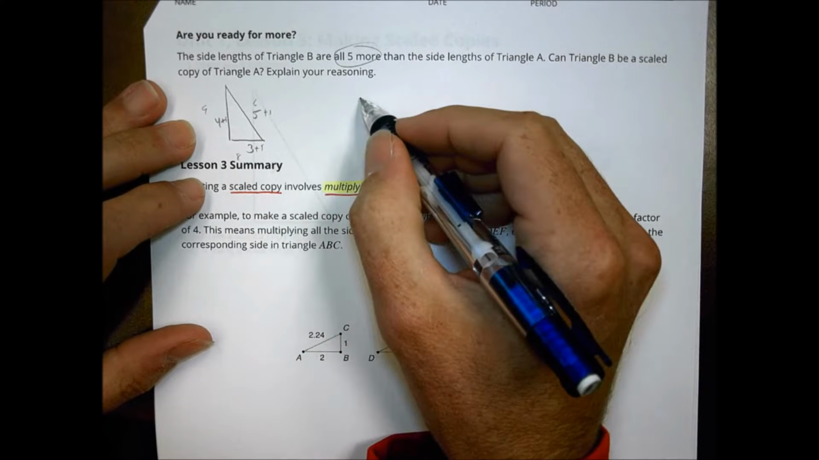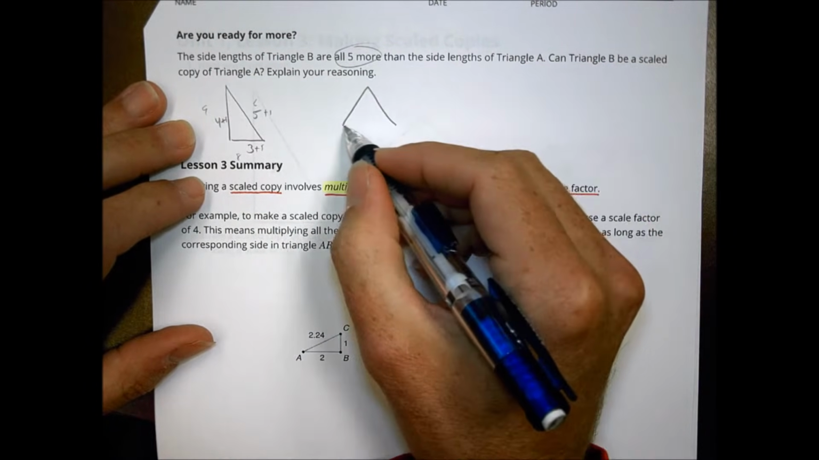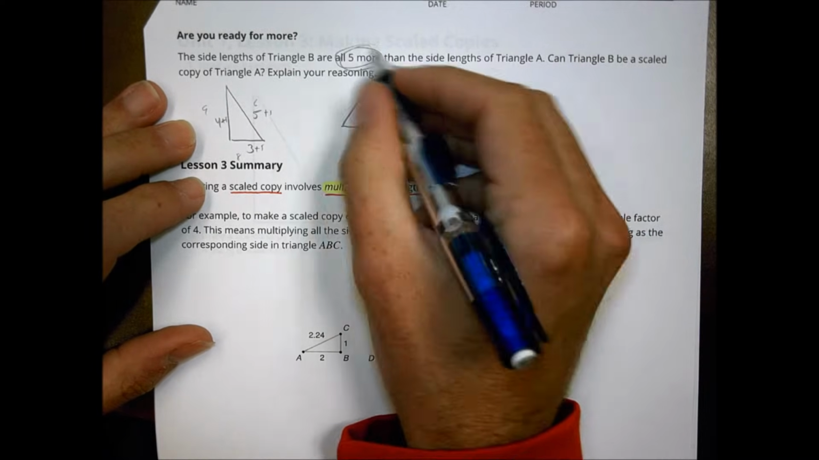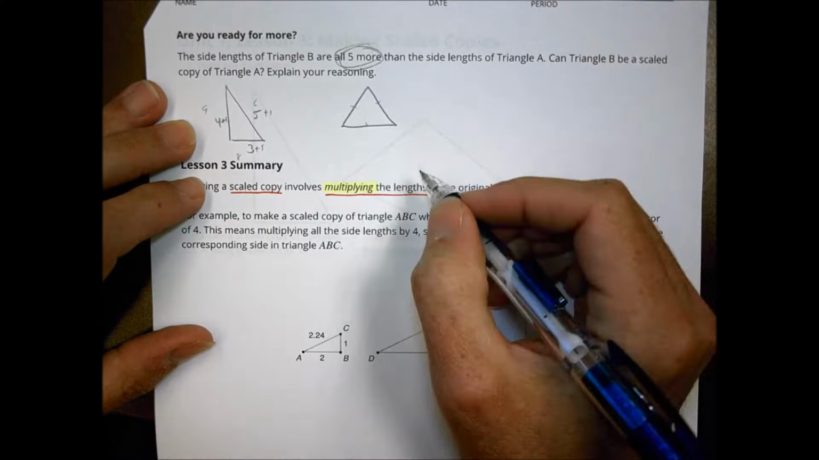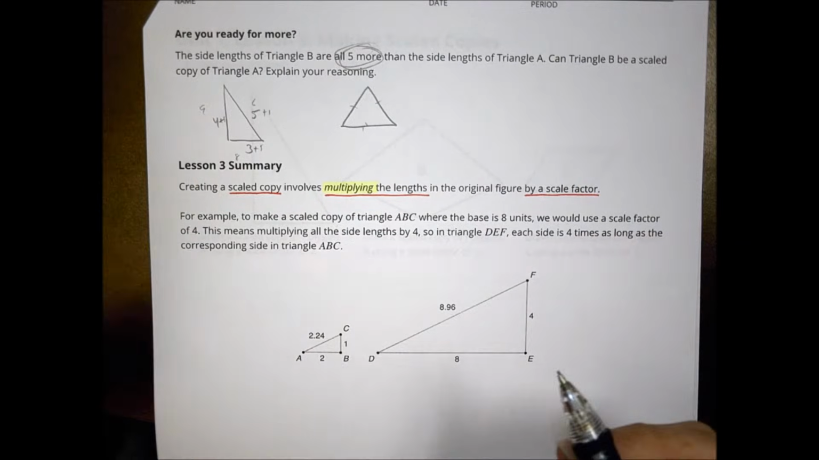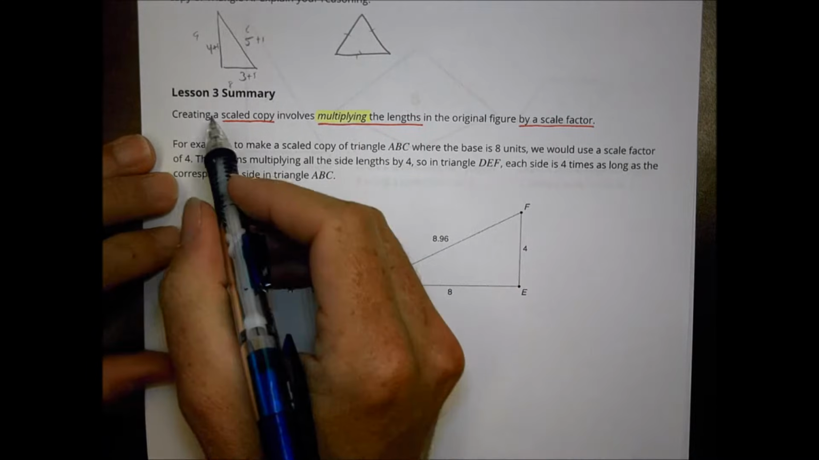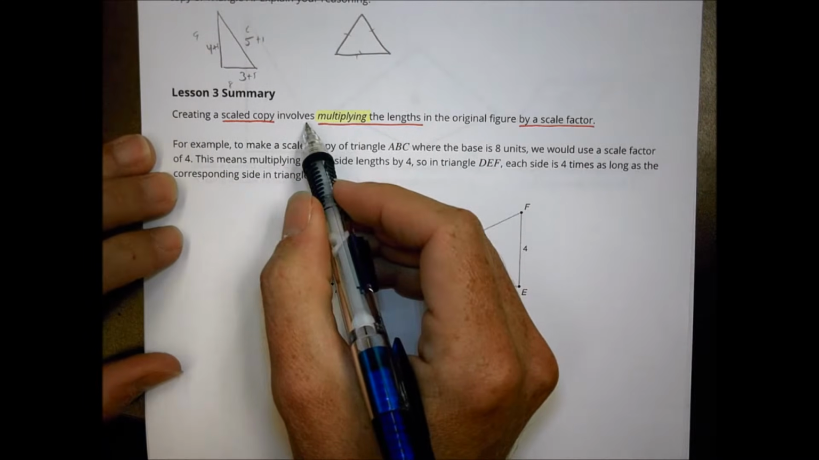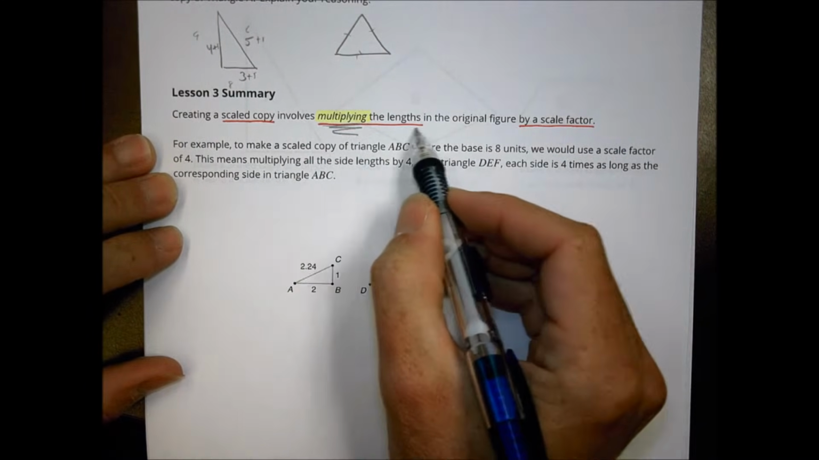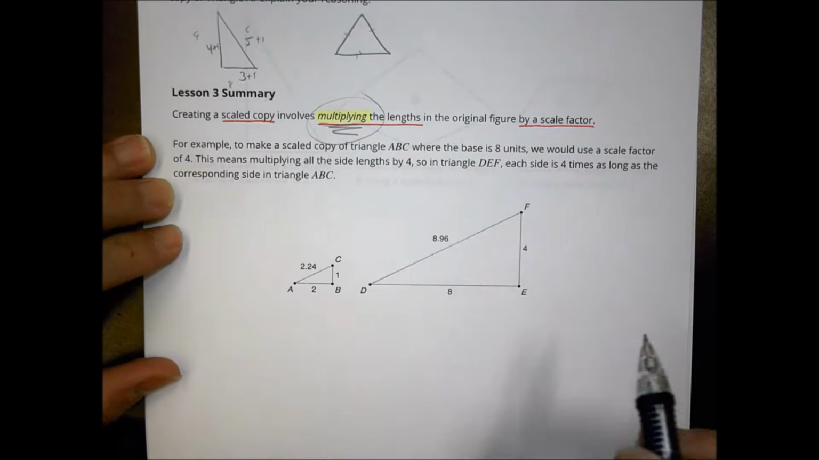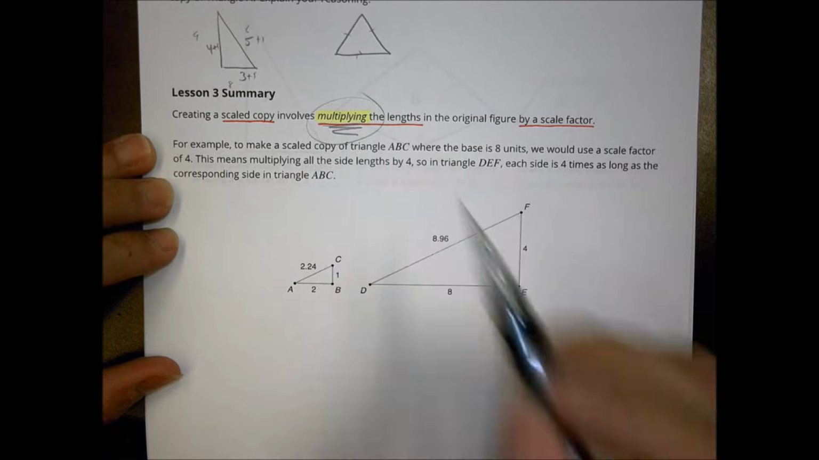Where it will work out for sure is if I have an equilateral triangle. If I'm adding the same to each side because they're equal side lengths, I'm going to end up with a corresponding triangle and a scaled copy. The key thing here in our summary is that creating a scaled copy involves multiplying the lengths in the original by a scale factor. And that's the key concept for today, that you have to multiply the lengths by a scale factor.